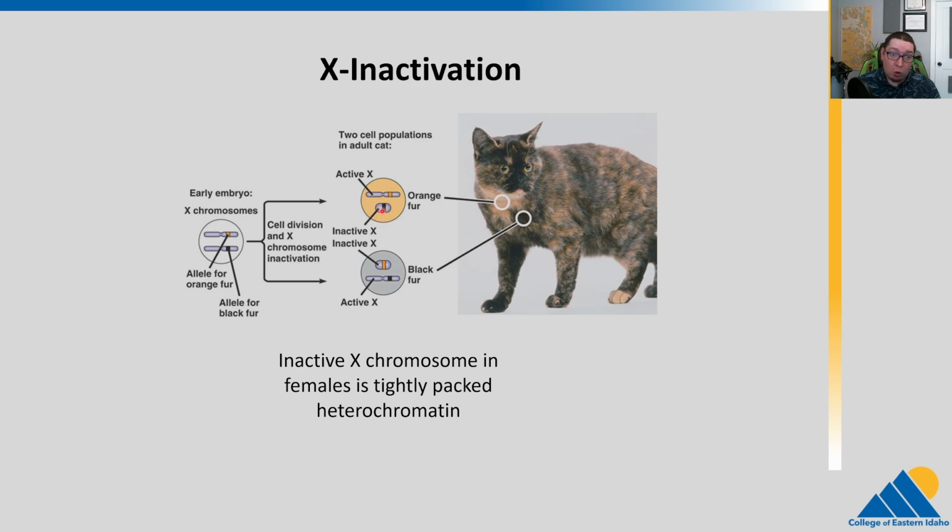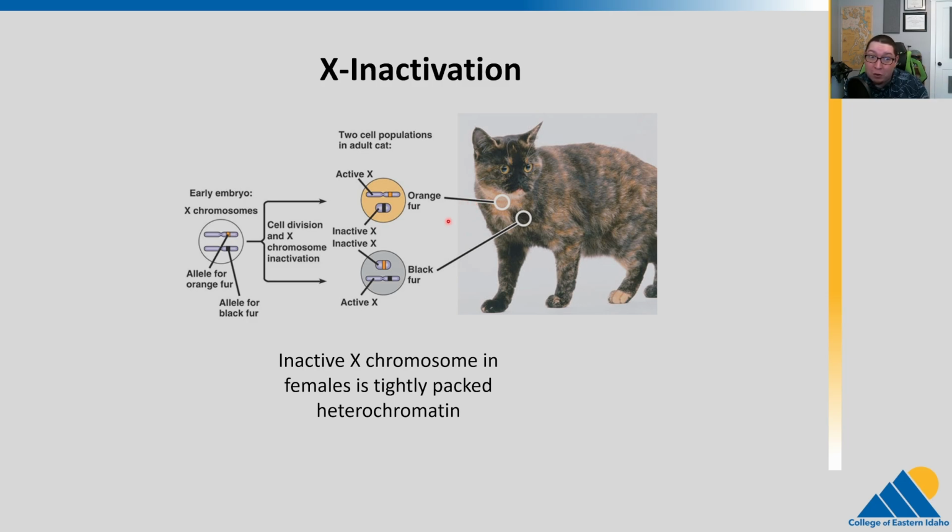It becomes heterochromatin. Well, how does that happen? Through chromatin histone methylation, right? That causes it to become heterochromatin. So we said if there was an orange fur color gene on the active X and the black fur color was on the inactive, right, it would show up in certain cells as orange fur color.